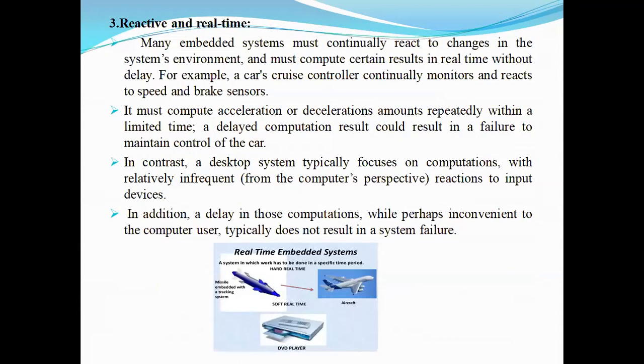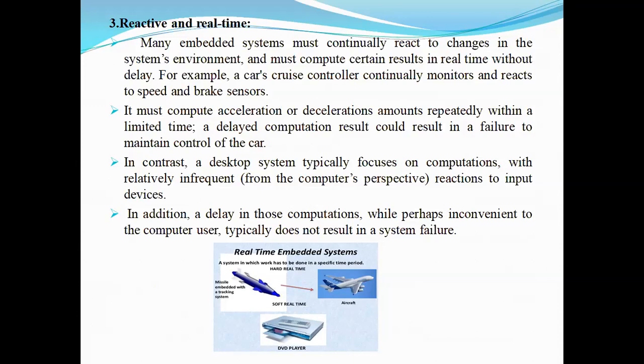The third one is reactive and real time. Many embedded systems must continually react to changes in the system environment and must compute certain results in real time without delay. Every real-time system must meet some deadline. Within that deadline, they have to complete the particular task without any delay. For example, a car cruise controller continuously monitors and reacts to the speed and brake sensors. If the car meets a hurdle, it should respond through the brake system. If it does not respond at that particular deadline, there will be a major disaster.